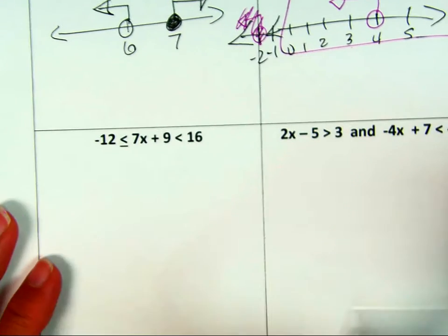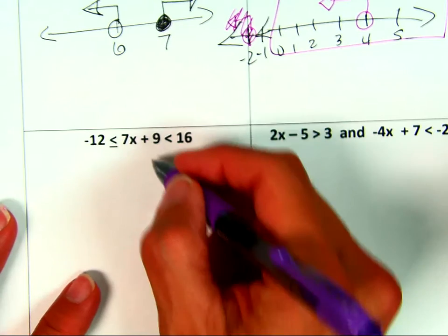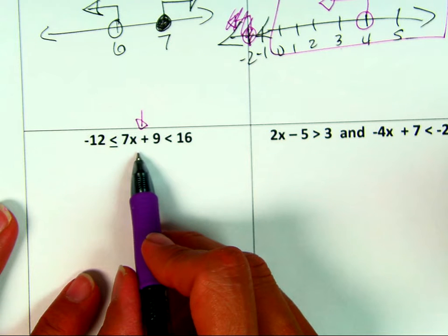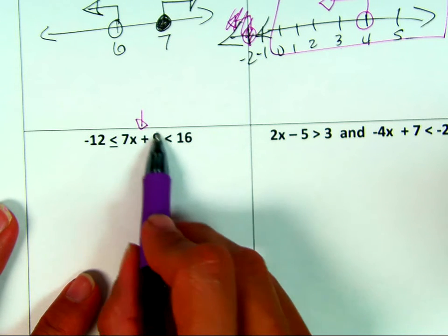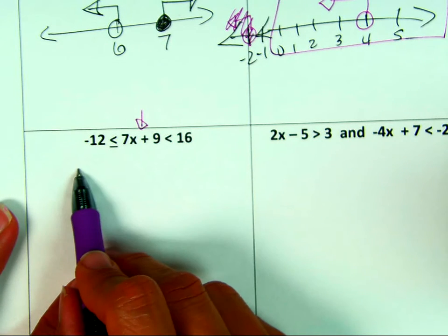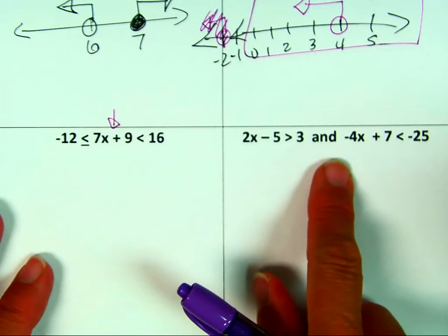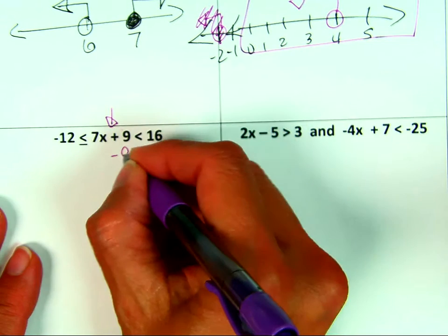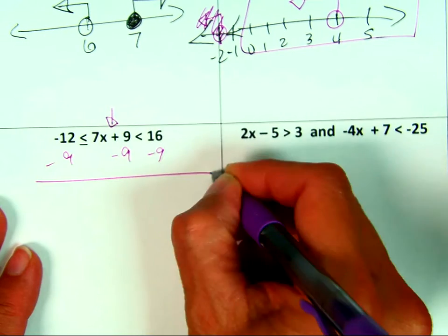Okay, let's do some ands. So on an and one, your goal is to get x alone in the middle. So what you have to do is whatever you do to the middle, you have to do to both sides. You can split them up separately, but I like this better because I feel like it's just quicker because I don't have to do two separate things. So I'm going to subtract 9 from all 3 parts.